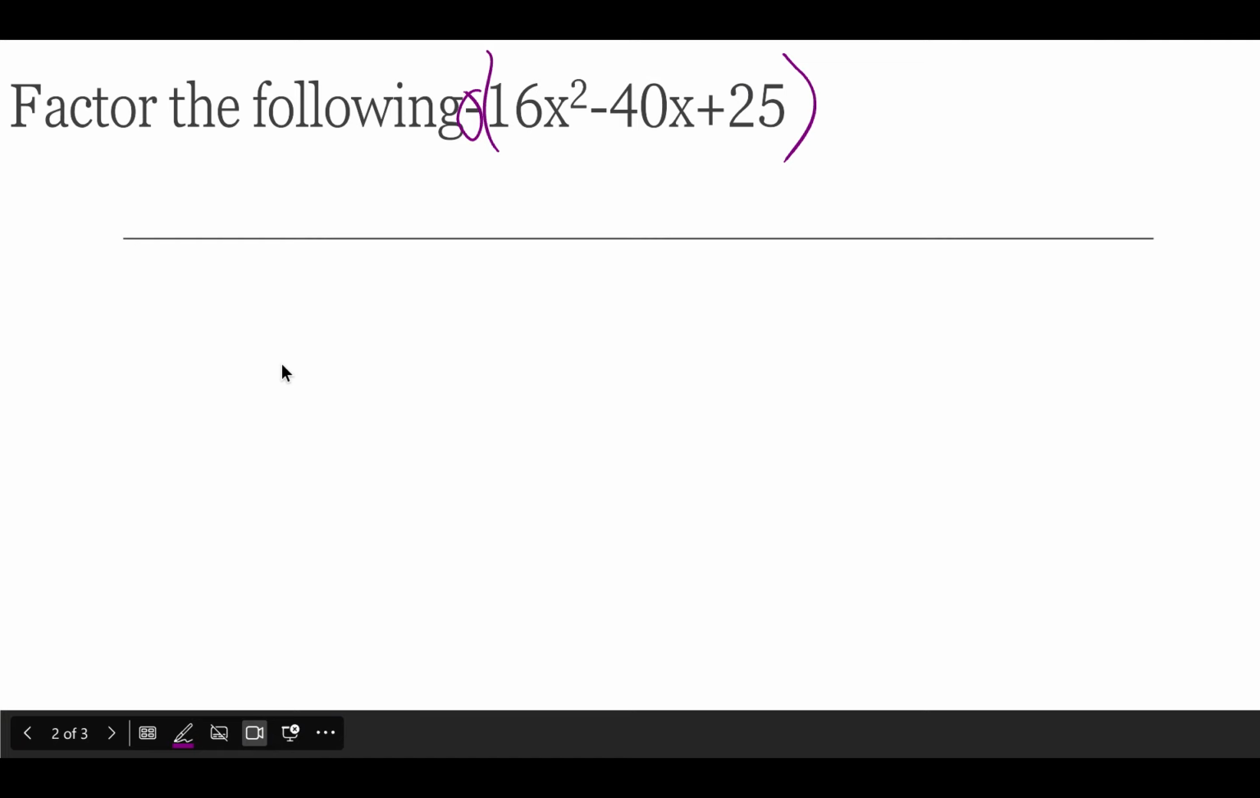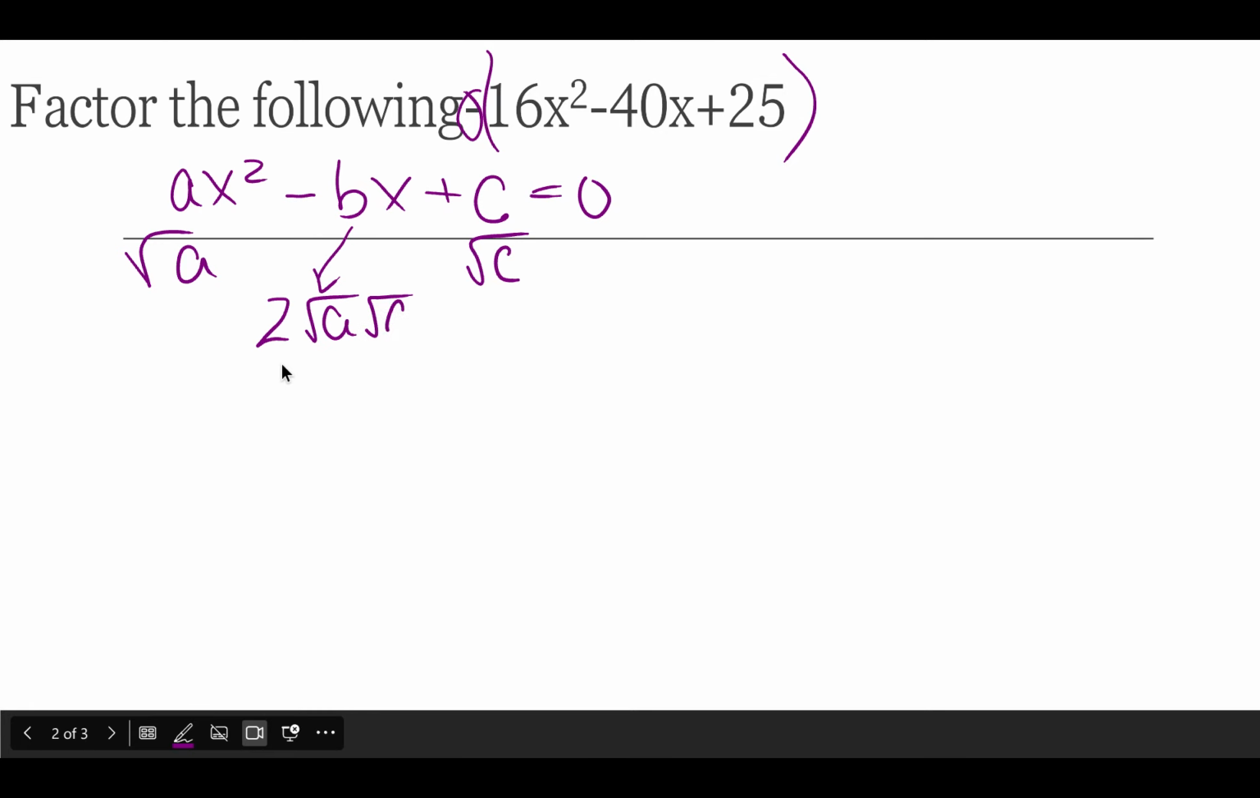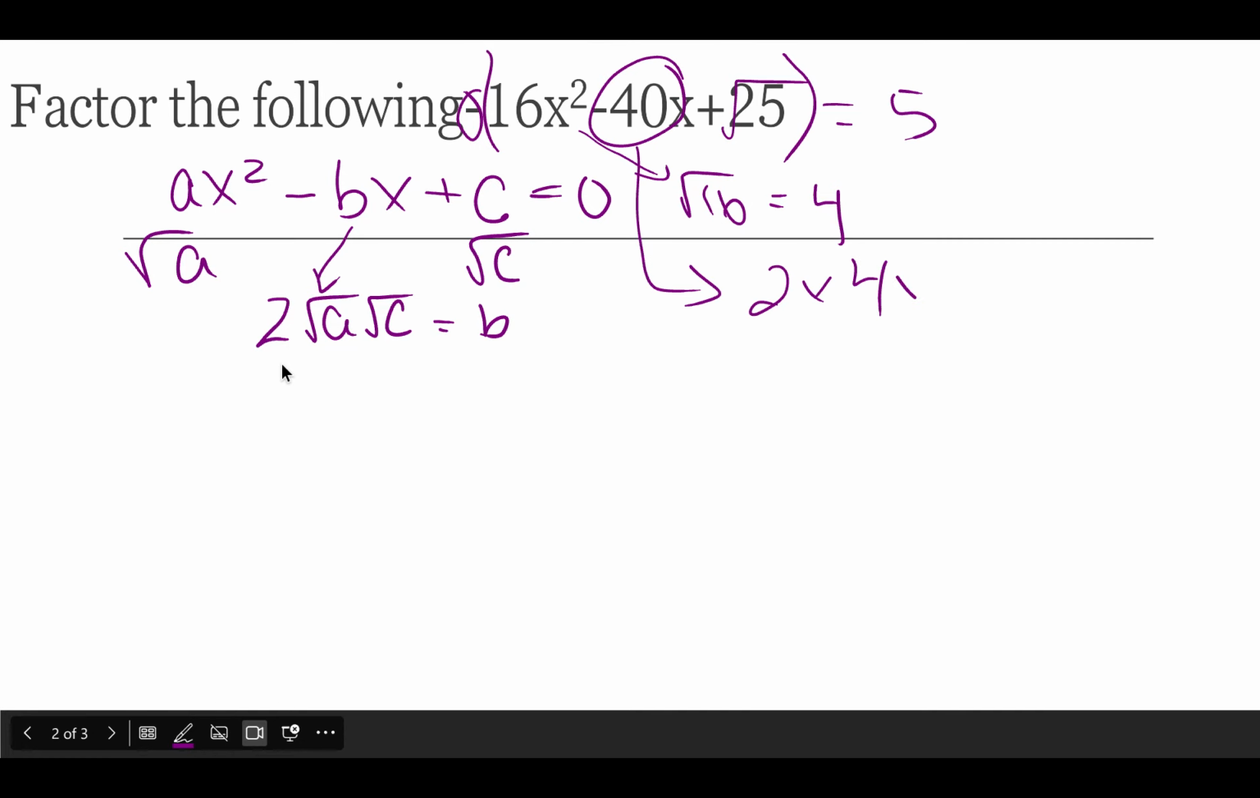So to identify if something is a perfect square, if you're looking at your trinomial, ax squared minus or plus bx plus c equals 0, if you can take the square root of the a term and you can take the square root of the c term, and if you take those numbers and multiply them by 2, if you get your b term, you're going to have a perfect square trinomial. So what I mean by that is we can take the root of 16, we know that equals 4. We can take the root of 25, we know that equals 5. And this middle term, if you do 2 times 4 times 5, you'll get 40.